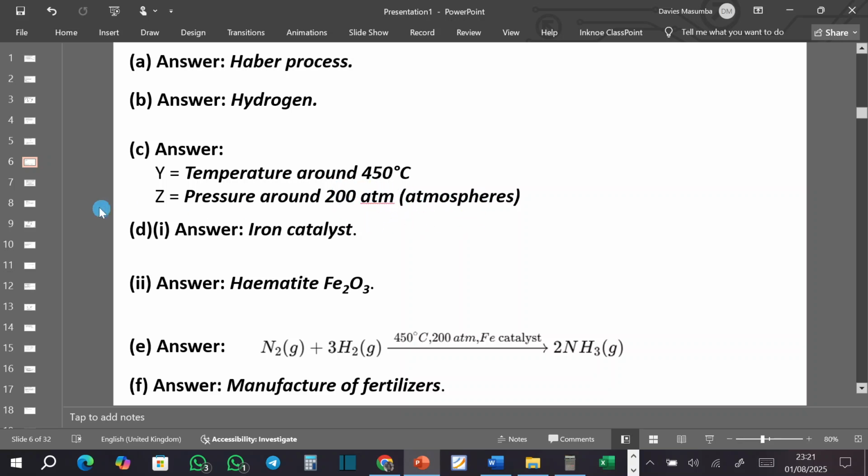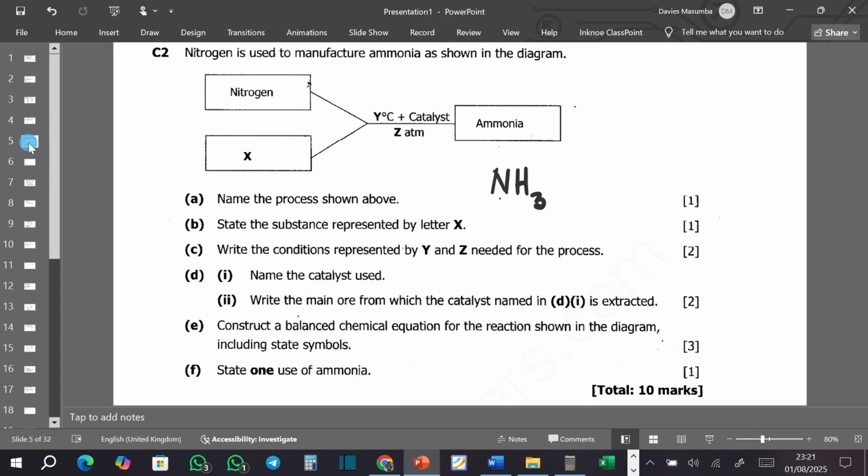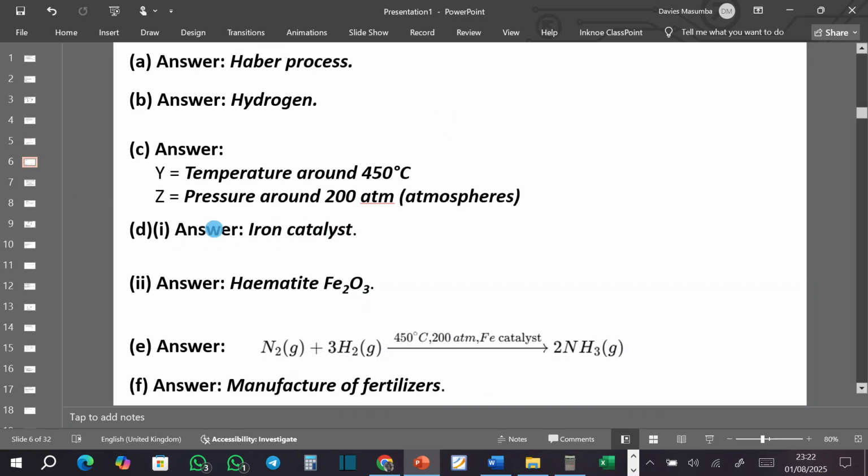Okay, then we get back. D, Roman numeral 1, name the catalyst used. So this catalyst is iron. The catalyst used is iron.